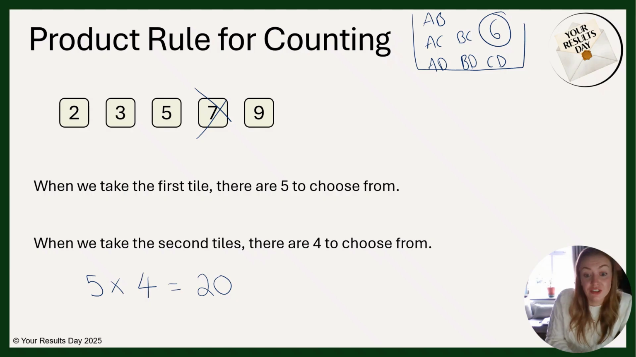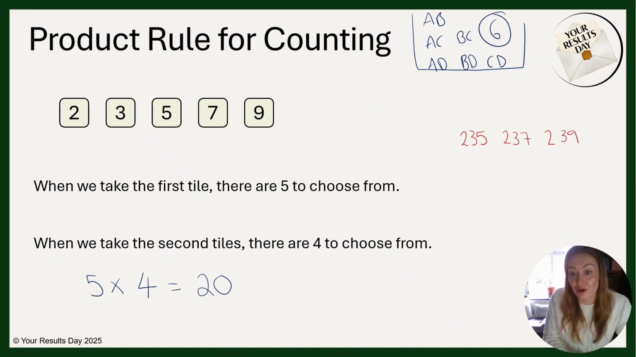Now, this changes if I change the number of tiles that I pick. Let's say I've still got my 5 tiles, but I'm going to choose 3 of them this time. So instead of it just being 2 and 3 for my first number, it's going to be 235. And I can also have 237, and I can also have 239. And the list is going to go on and on. That's going to take me longer to list all those combinations, and let's look at why.